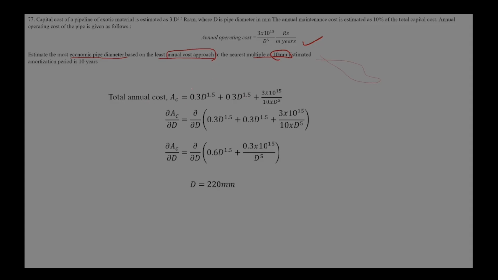So total annual cost will be, since it is 3D to the power 1.5 rupees, this will be divided by 10 because the amortization period is 10 years. And 10% is the maintenance cost of the total cost. So this plus this, divided by the 10 years because the annual cost is asked. Ultimately we will get this expression, and when you solve it, you will get 220 mm diameter. That is the optimized diameter.